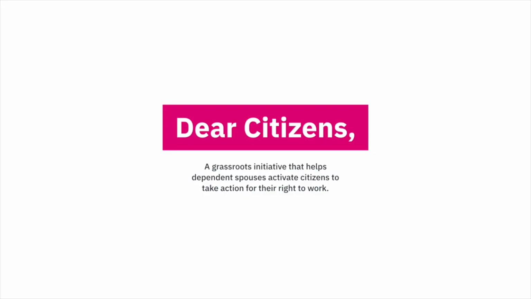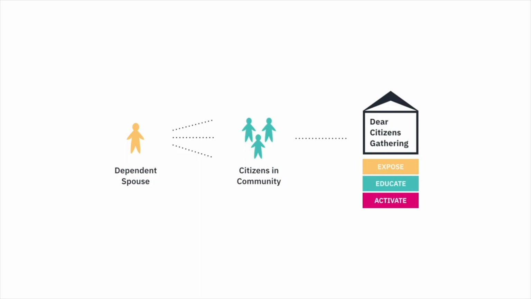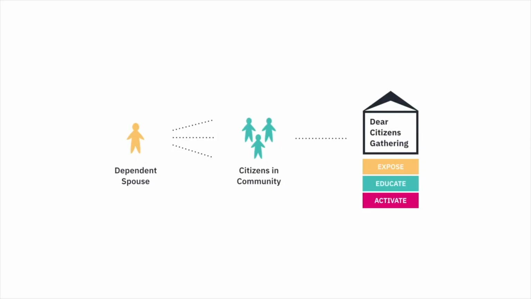It's a grassroots initiative that helps individual dependent spouses like Neha activate citizens in her community so that they can take action for her right to work. And it works through the basic premise of leveraging personal networks, where an individual dependent spouse like Neha can invite 2 to 3 citizens in her community that she knows and she trusts. So her coworker, her neighbor, people that know her but don't necessarily know her situation. And she can invite them to her home for an in-person gathering, where through a process of education and exposure, she can start to activate them and prepare them on how to take action for her right to work.